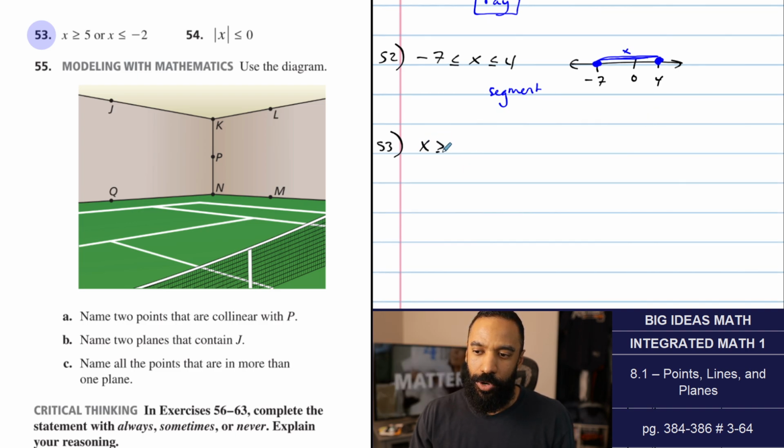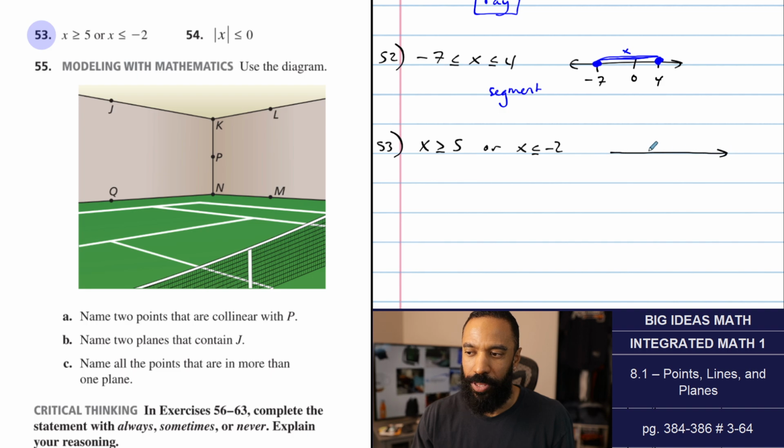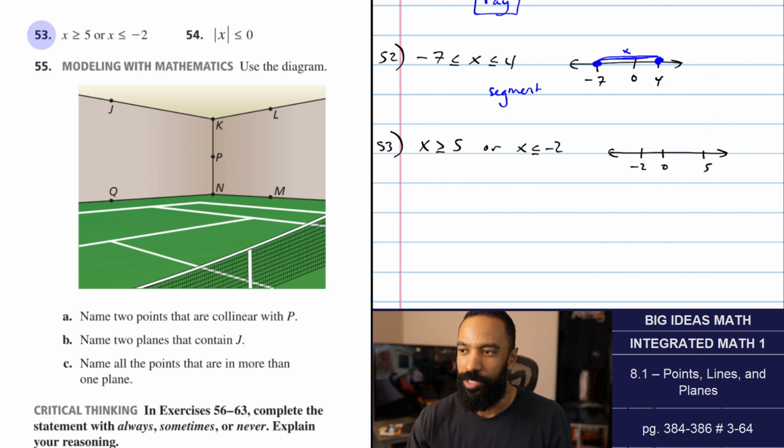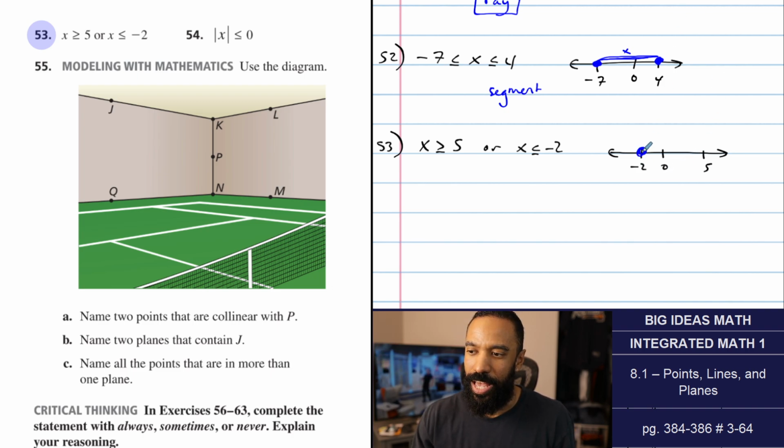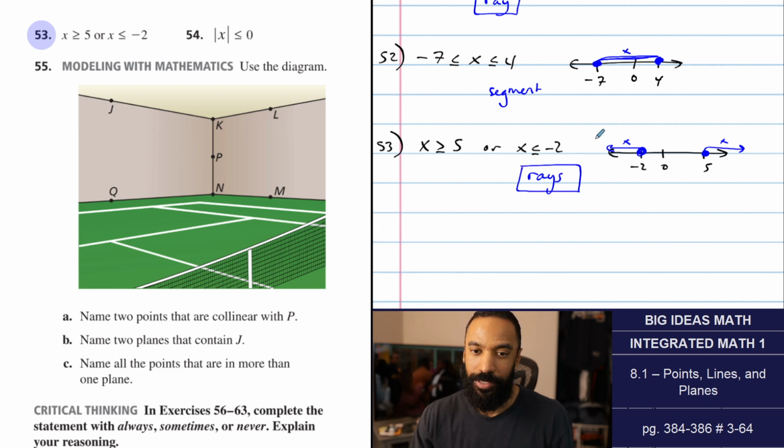x is greater than or equal to 5, or x is less than or equal to negative 2. This is often a case where these are split, and that's what you're going to see right here. Negative 2 and 5 with 0. I generally do 0 first. I haven't done them in a while. x is less than or equal to negative 2 is this way. x is greater than or equal to 5 is this way. That is rays. In a way, they're opposite rays. You know what I mean? Rays.